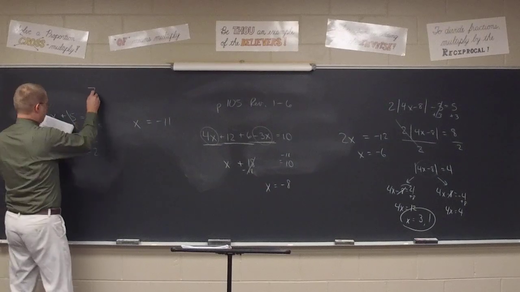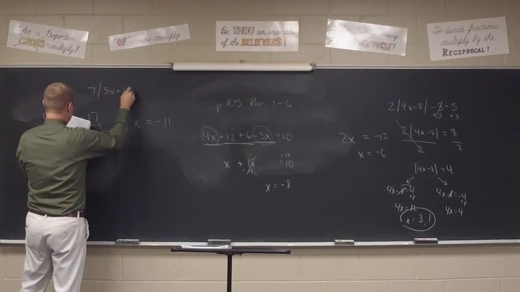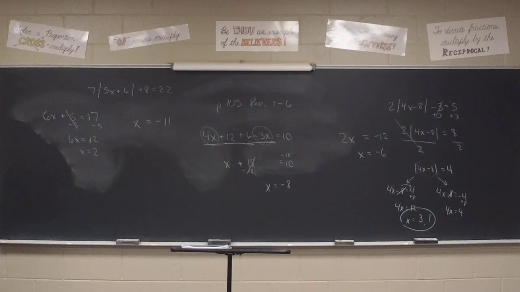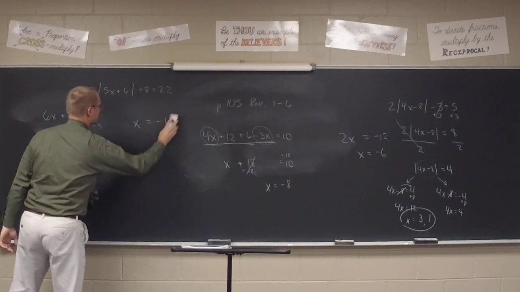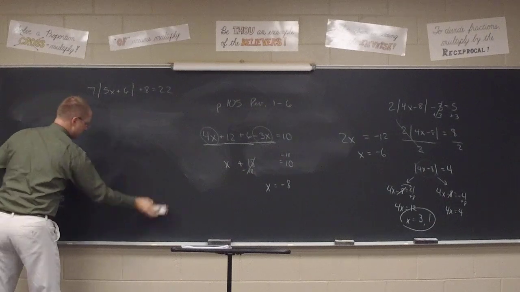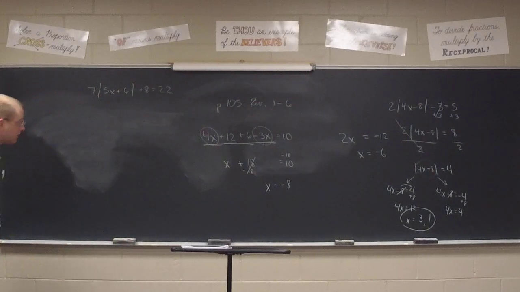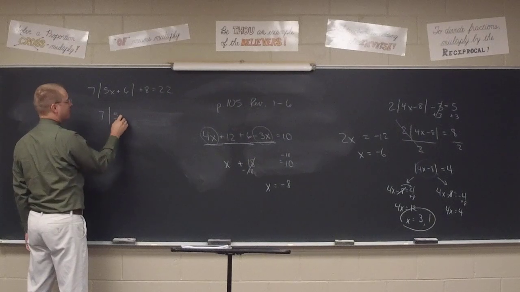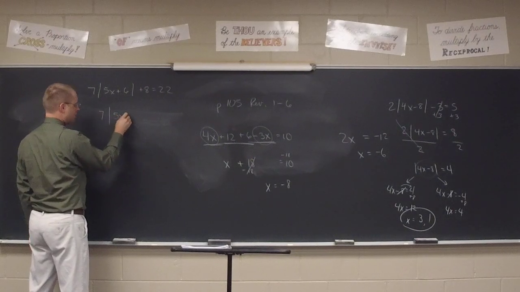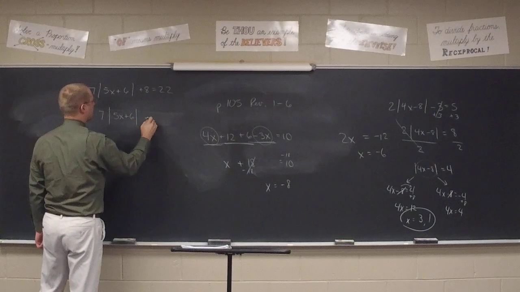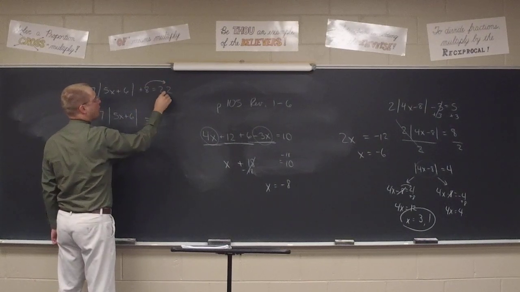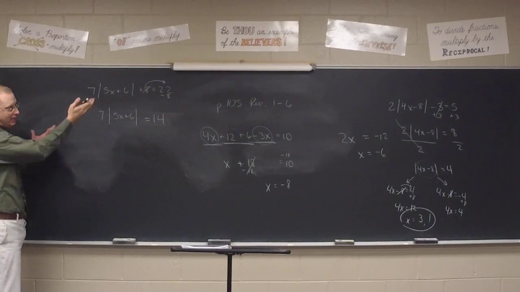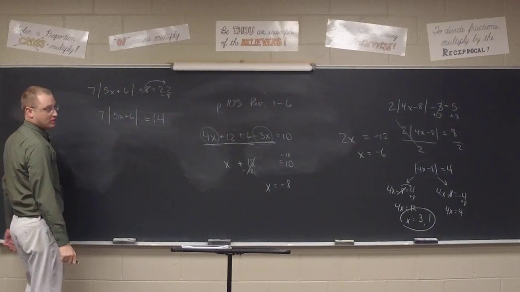Number 6, I've got 7 times the absolute value of 5x plus 6 plus 8 equals 22. What do we need to do first here, Joshua? -8 on both sides, to get 7 times the absolute value of 5x positive 6 equals 14. There we go. Or you could say you move it over as a -8 and you get 14. Either way you think of it, you're getting a -8 over there. Then what do I need to do, Adam?